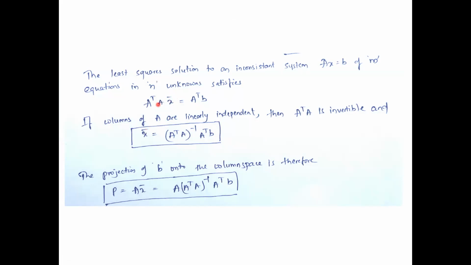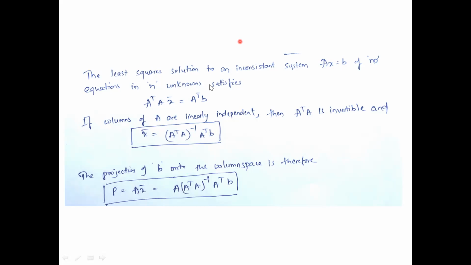Now here is the equation. A transpose into A inverse. Remember, A did not have an inverse, but A transpose into A is definitely going to have an inverse, then multiplied by A transpose into B. So this here, by the way, will be the least square solution for Ax equal to b, if at all you have an overdetermined system, and its projection onto the column space is A into the matrix. Remember, this is not dot product, this is into.